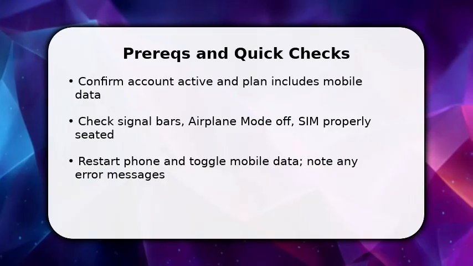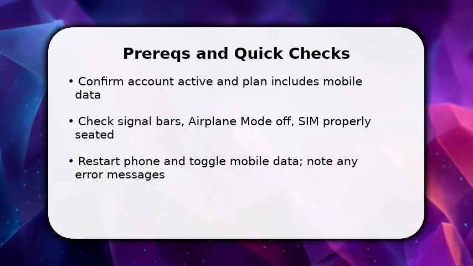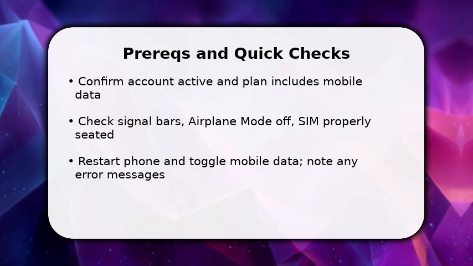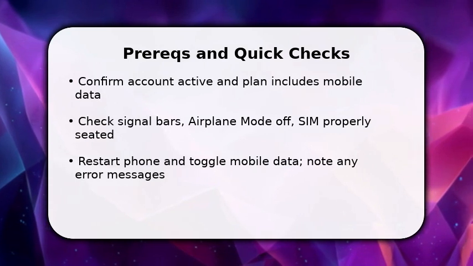Enjoy the video. You start by confirming the essentials. Your account is active and your plan includes mobile data. Once done, make sure airplane mode is off and the SIM is seated correctly. A loose SIM disrupts service.